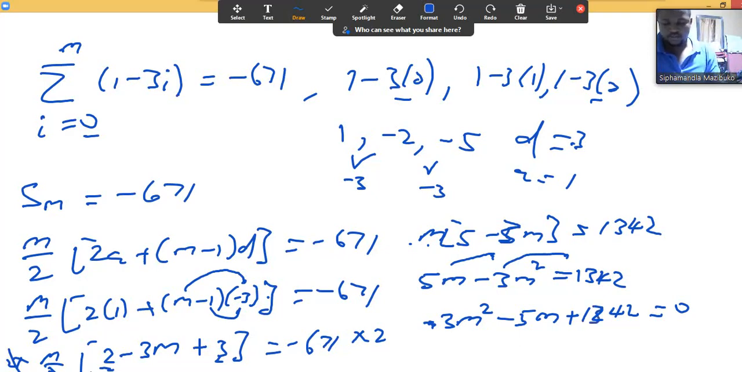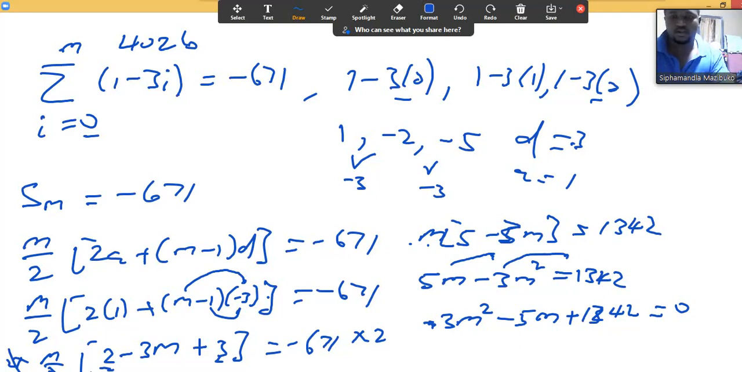To find the factors of this can be very tricky, because now the first term multiplied by the last term is 4,026. We need to do group factoring here, so we need to find the factors of 4,026, and that can be a lot of work, and after that we will find our n. Let's not carry on to that because that can take more time, but this is how we do it. This is how we find our number of terms.